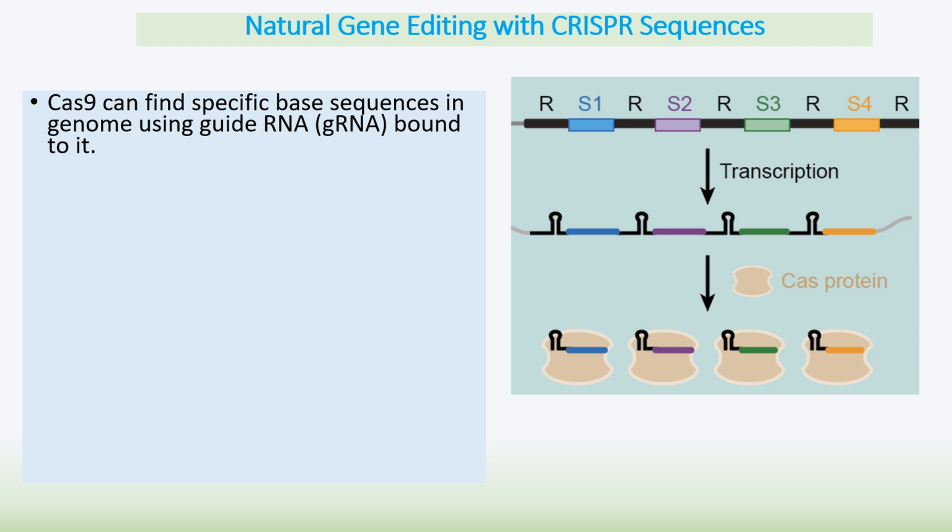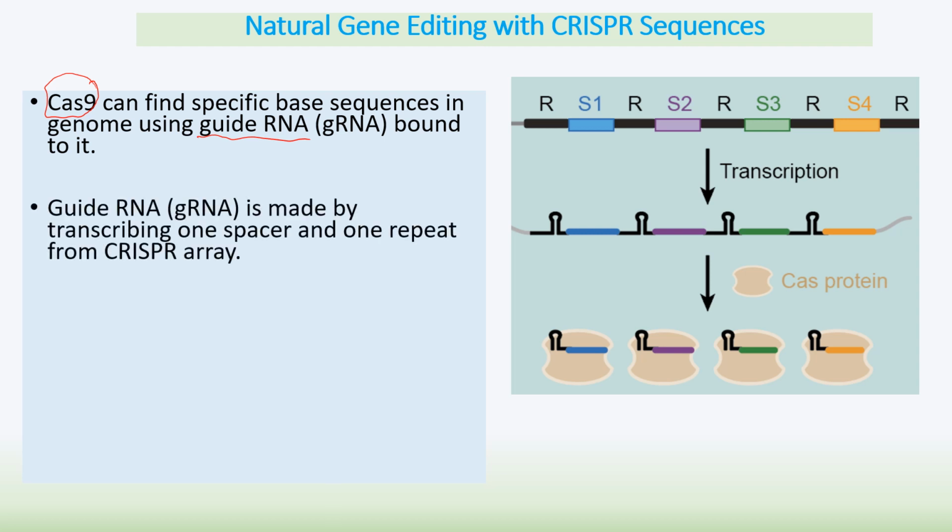The enzyme, don't forget, Cas9, can find specific base sequences in the genome using something called guide RNA. So it can be used by prokaryotes to find specific sequences in the genome using guide RNA, or gRNA. gRNA is made by transcription of one spacer and one repeat unit from the CRISPR array. So for example, if I wanted to find this bit here, I could transcribe it, and then that would attach to the Cas protein there, and then I could use that.